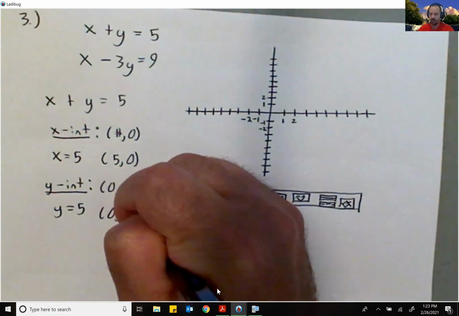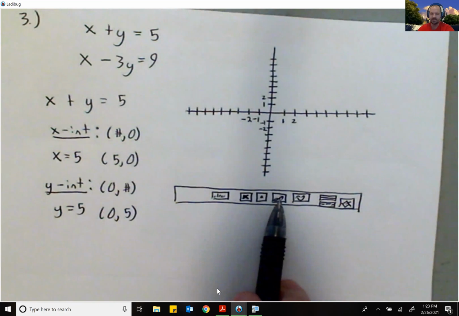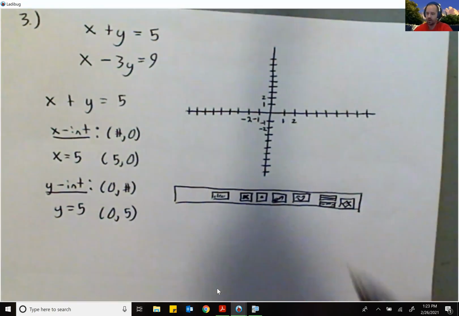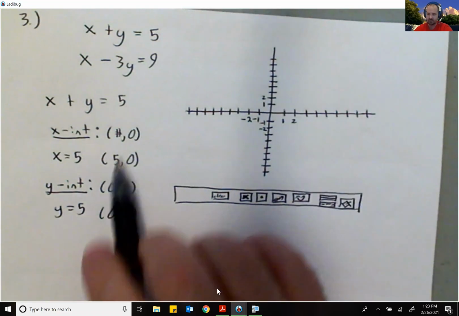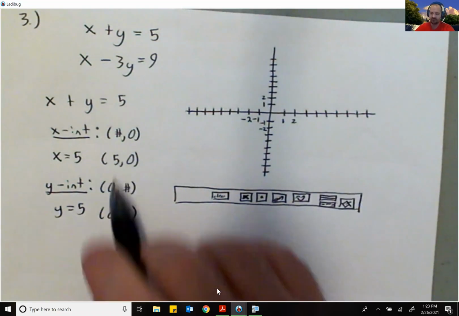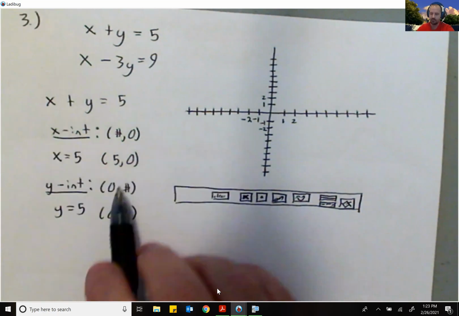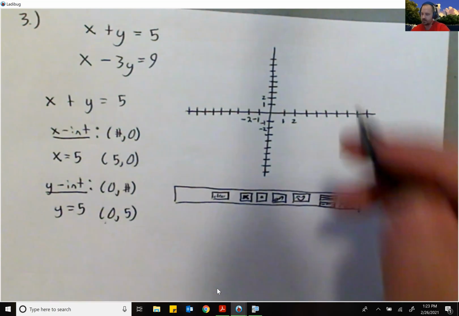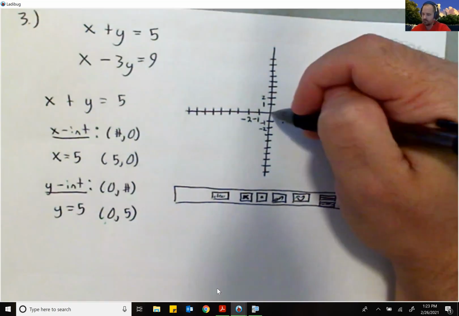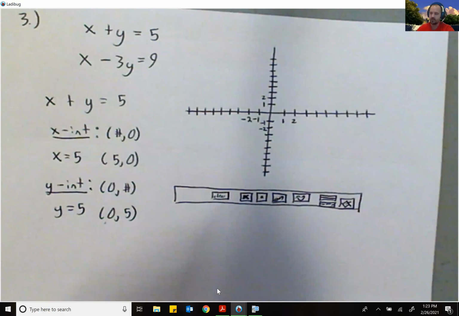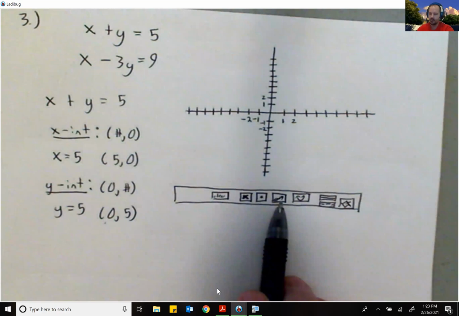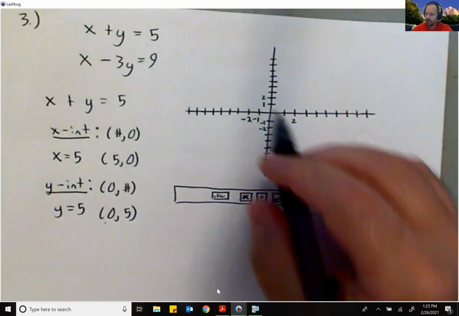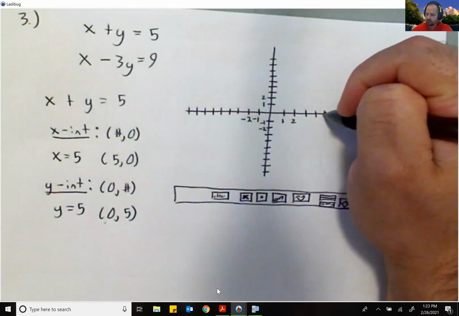Remember, I just told you a minute ago, once you select the line tool, it takes 2 points to graph. So notice here are my 2 points. In order to graph this line, I'm going to use 5, comma, 0 and 0, comma, 5. I click on my graph, I click on the line, and then I put a dot at 5, comma, 0.